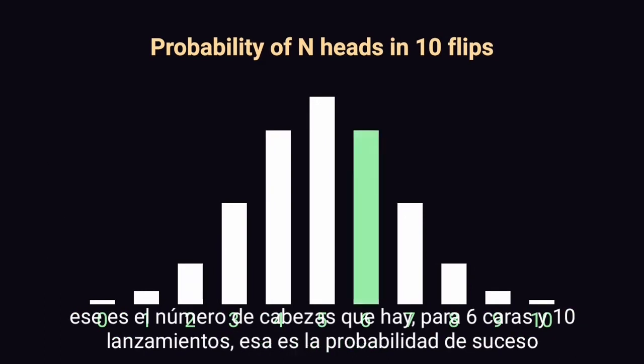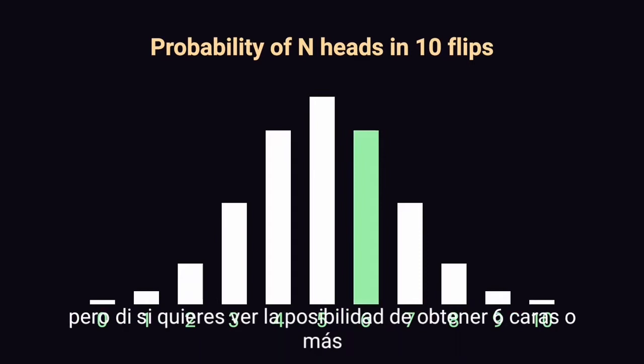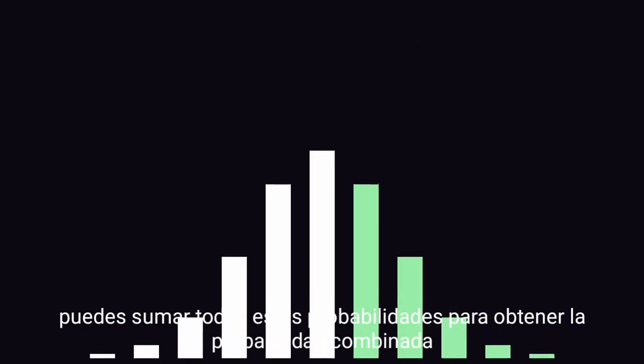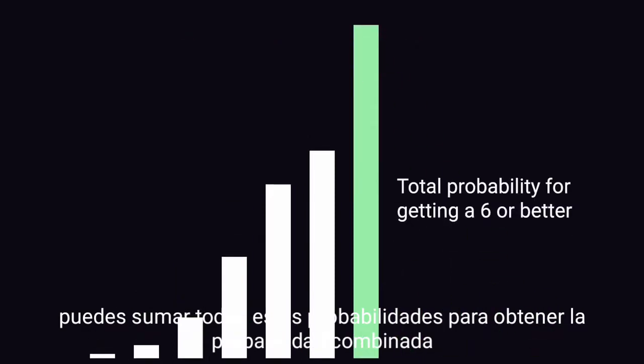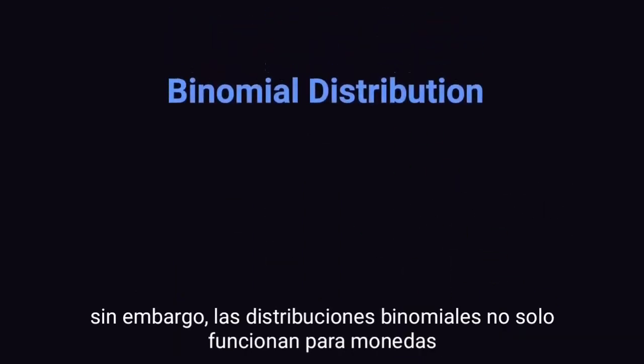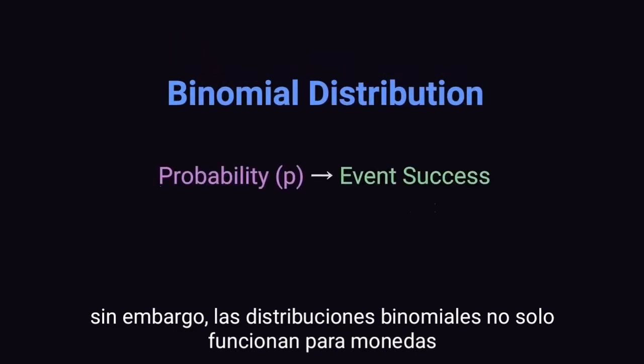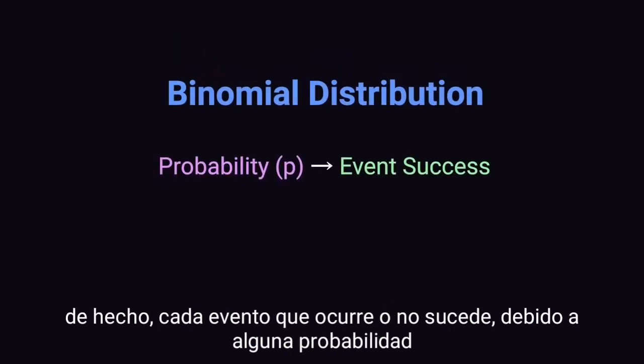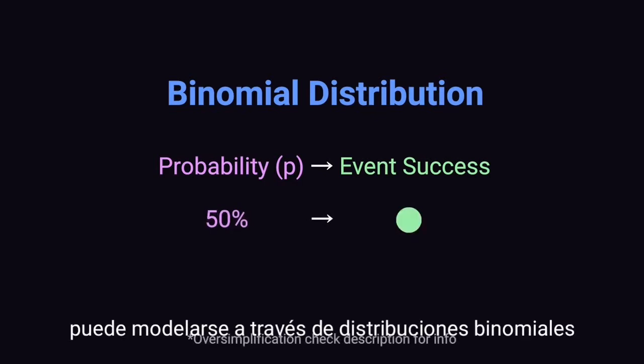So for 6 heads in 10 flips, this is the chance of it happening. But say if you want to look at the chance of getting 6 heads or better, you can add all of these probabilities to get the combined chance. Binomial distributions don't only work for coins though. In fact, every event that either happens or doesn't because of some probability can be modeled through binomial distributions.